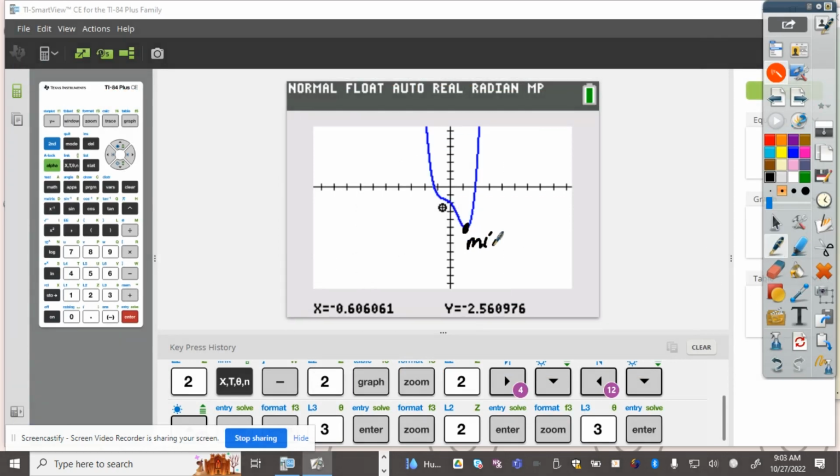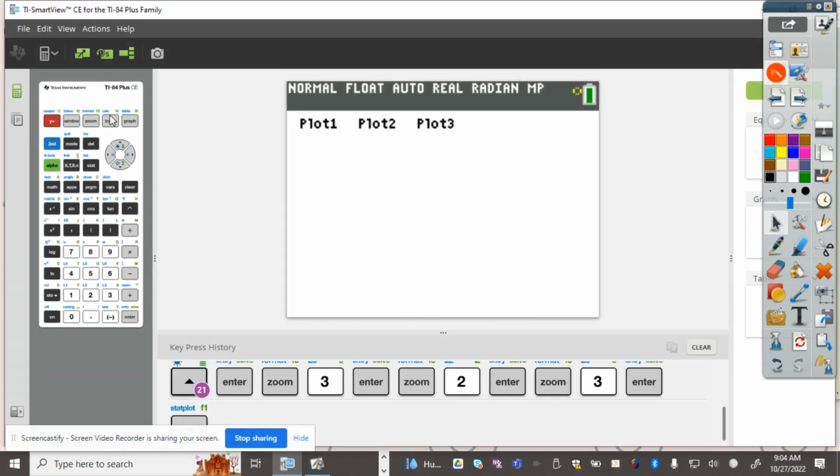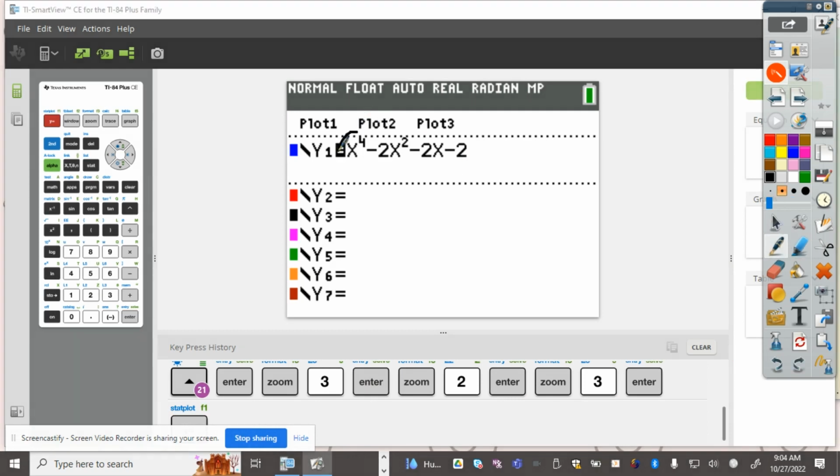This is your minimum value. Do we have a max? There's no max here. Do you agree? Good. And the yellow one is your decreasing interval, and everything in the blue will be your increasing interval. What's your y-intercept, just by looking at the equation? That's 0 there, that's 0 there, that's 0. What's left? Negative 2. And that's how you complete it.